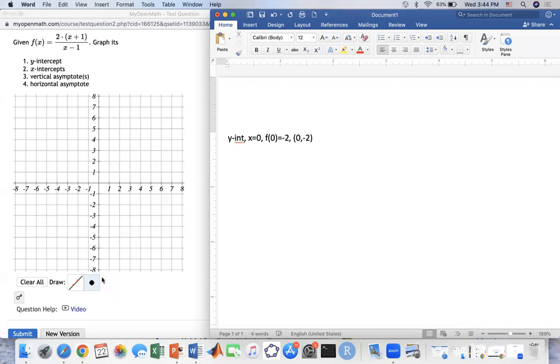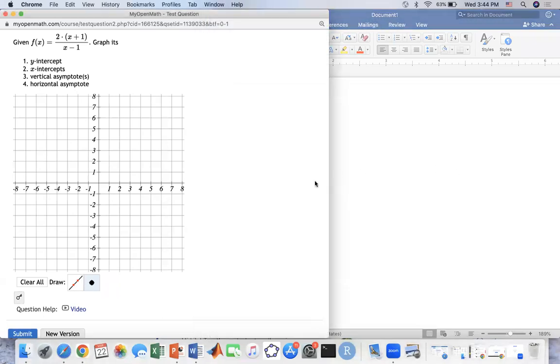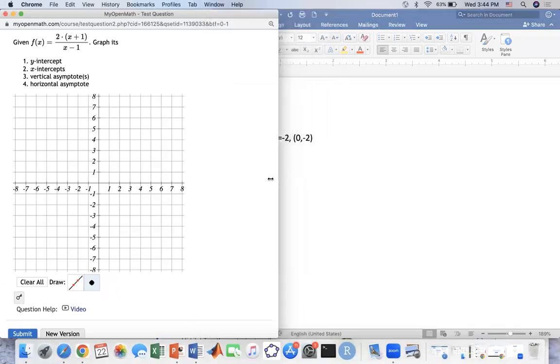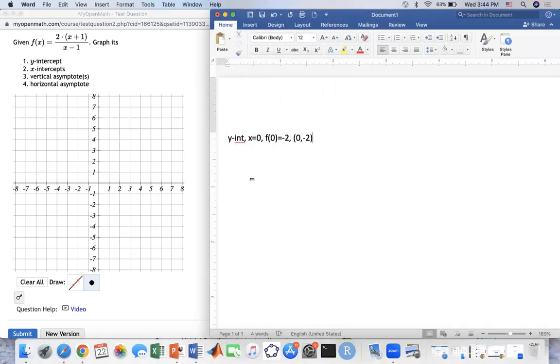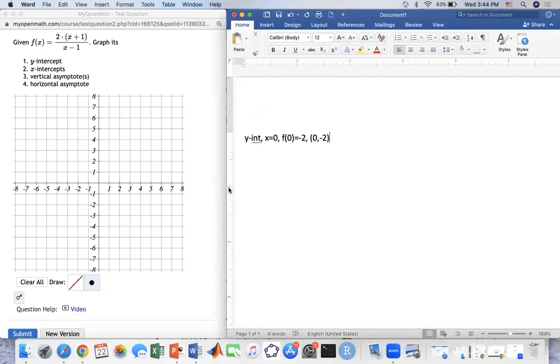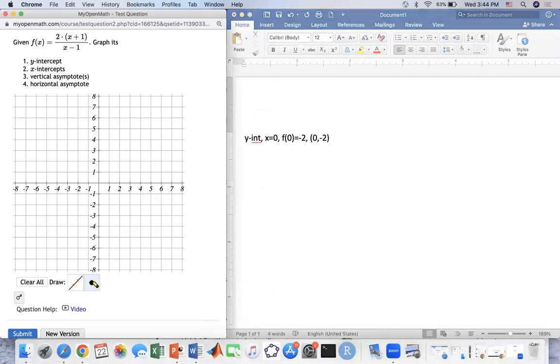Then I plot the point right here. You can see here, this point is (0, -2). That's my y-intercept. The y-intercept has to be on the y-axis. And then same thing.